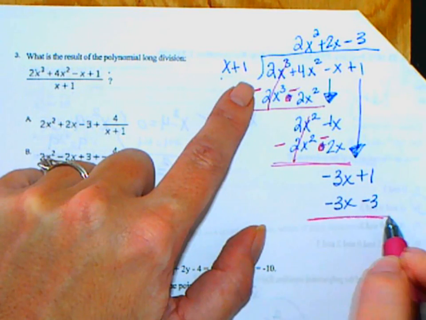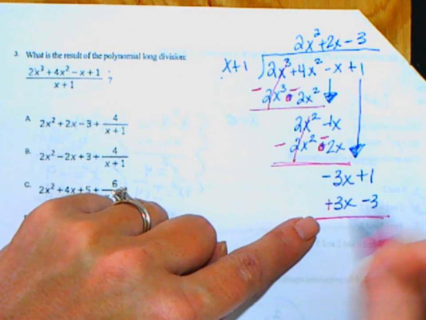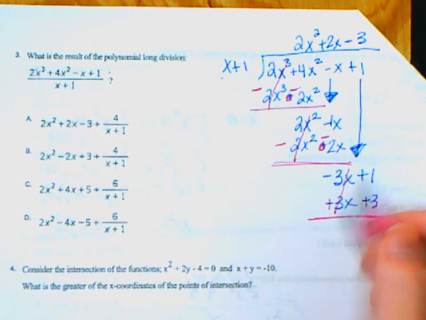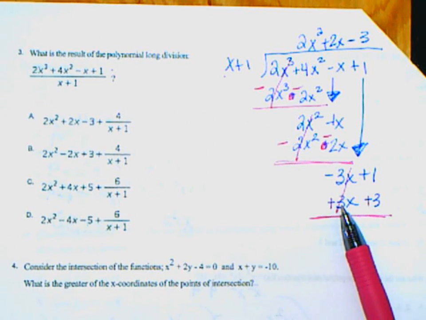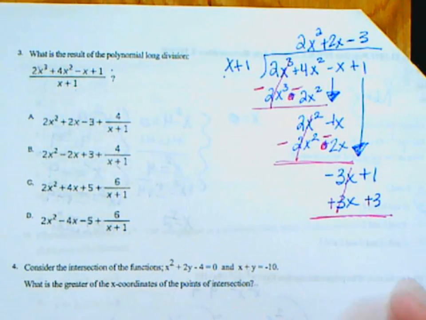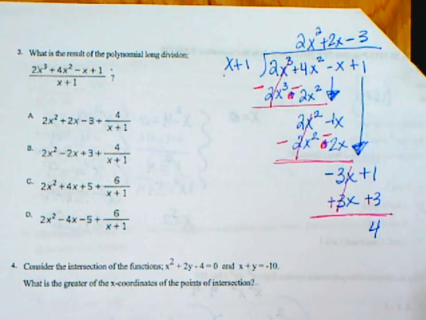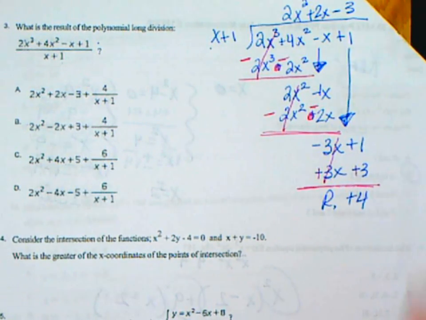Draw a line, change the sign. So negative 3x will become positive 3x. Negative 3 will become positive 3. Negative 3x, positive 3x cancels. Notice every time they cancel; if they don't, that lets you know something's not right. And plus 1 plus 3? 4. Is there anything else to bring down? No, so that's my remainder, and it is positive.